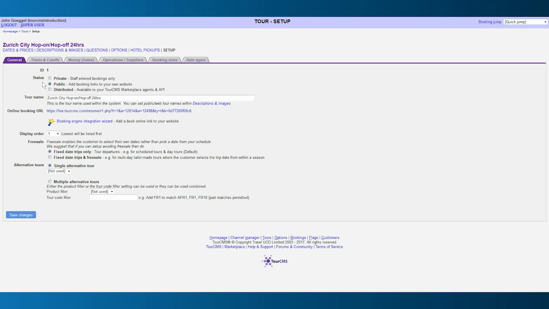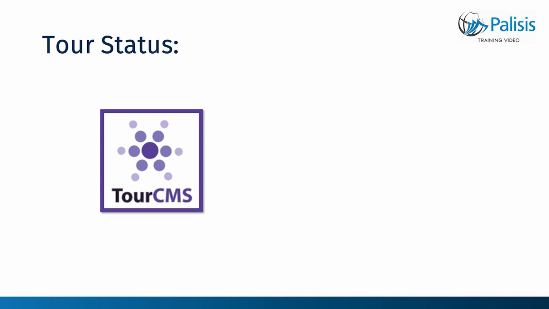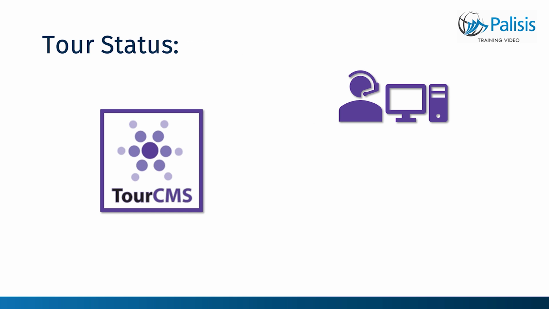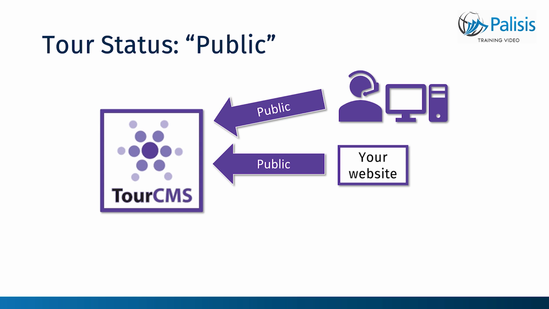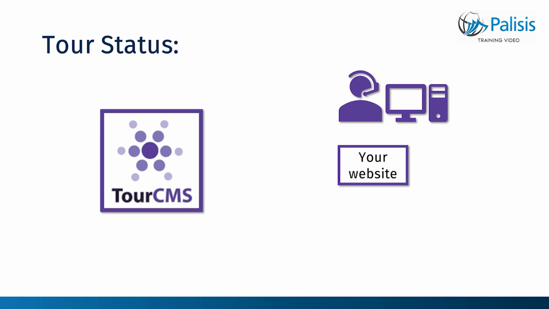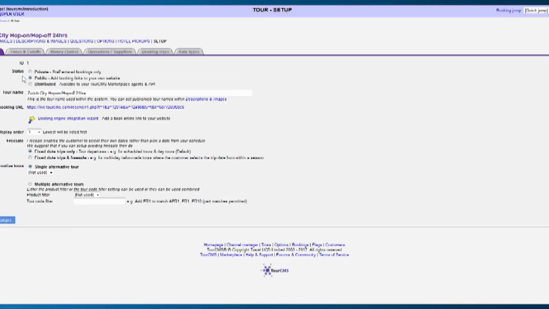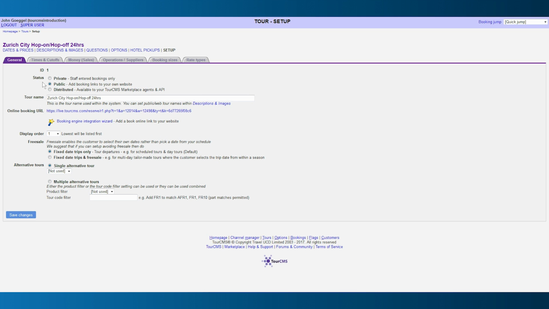Status is an important setting. It determines how and where your tour can be sold. Private allows only for staff-entered bookings. Public makes booking from your own website possible. And distributed opens up the booking to all connected sales agents and over the API. Because I want to show you a neat little trick later in this video, please set this for now to distributed. If you want to change the public availability of your tour after that, you surely can do so.